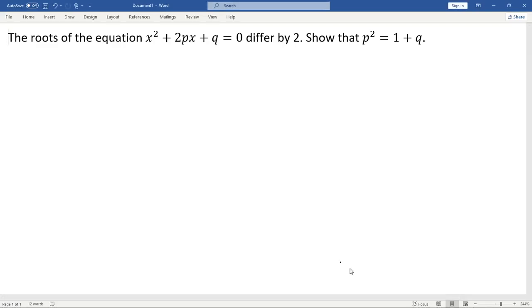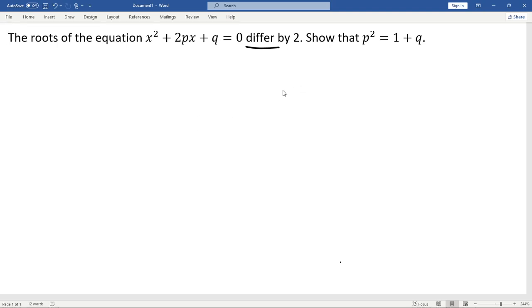The roots of the equation x squared plus 2px plus q equal to 0 differ by 2. Show that p squared is equal to 1 plus q. Our main focus here is the phrase "differ by 2", meaning that the difference between the two roots should be positive 2.